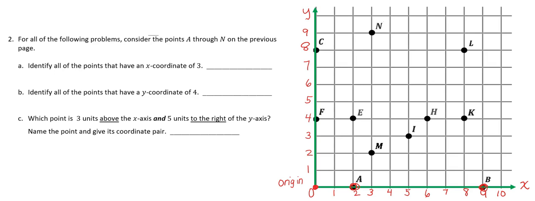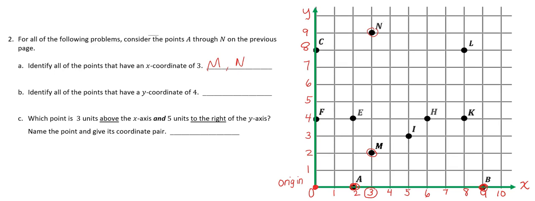Well, my x-axis runs along the bottom of my graph, so I need to find the 3, and then I need to look for any points that have that x-coordinate of 3, meaning in order to get to the points, I'd have to go over 3 and then up. So if I went over 3 and up, I would land on point M. If I kept going up, I would also land on point N. So both M and N would have an x-coordinate of 3.